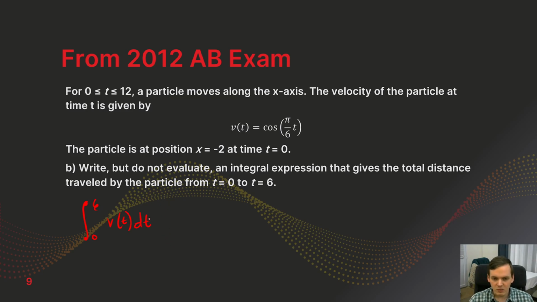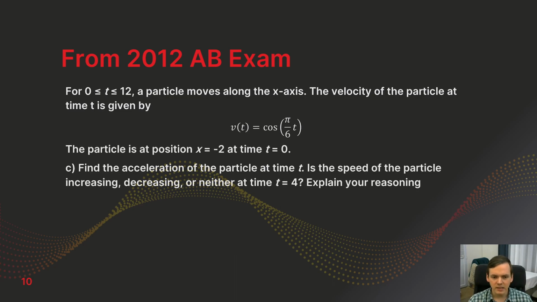But we want not the displacement, but the distance, which means we don't want anything that was negative to counteract our positive motion, right? If I move to the right and then I swing back, I don't want that to counteract. So what do I need to do? I need to take the part that I swung back and make it positive and add it on. So in other words, I need to take the absolute value of the velocity. So the answer is the integral from 0 to 6 of the absolute value of the velocity function.